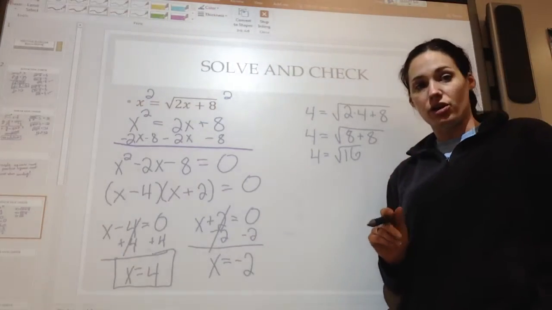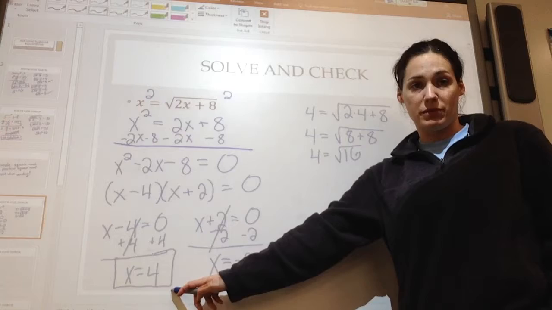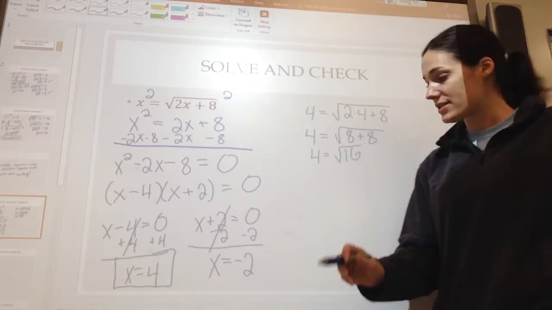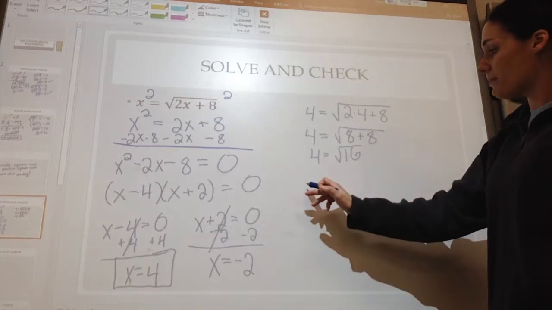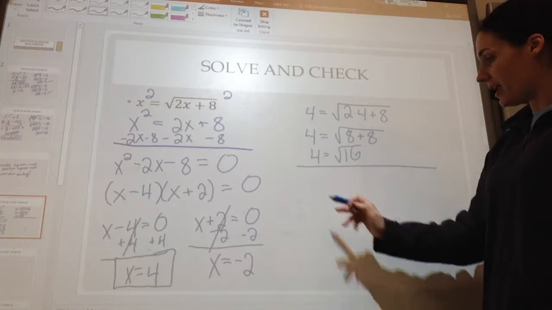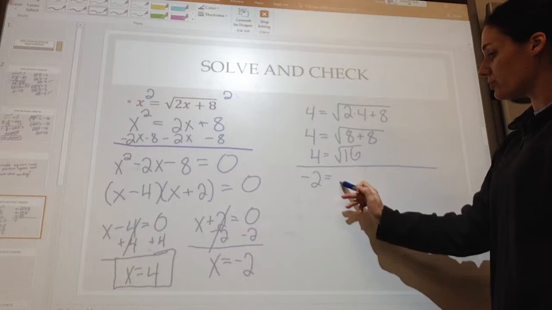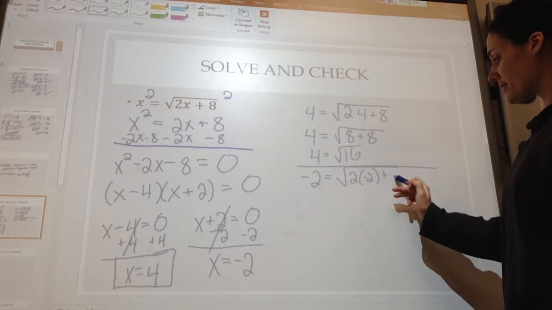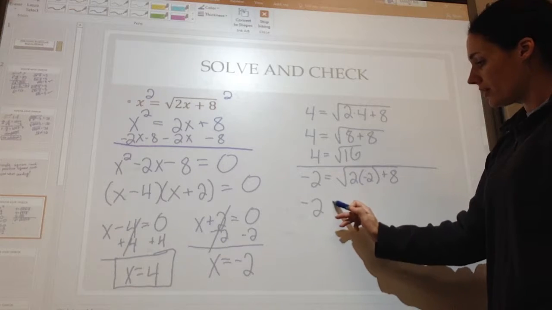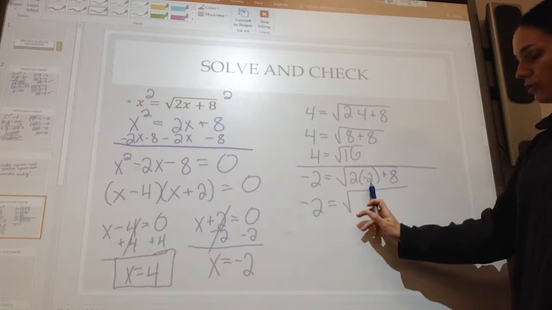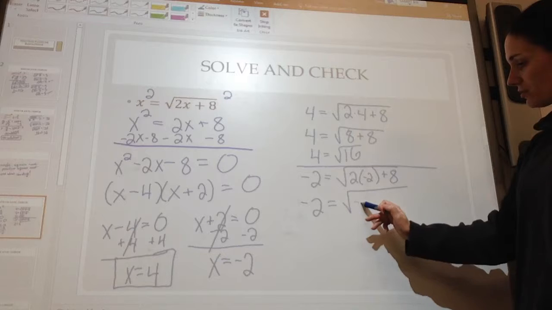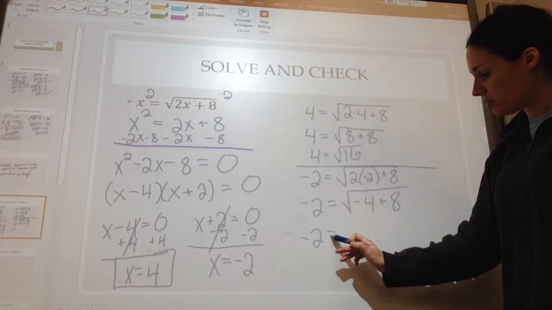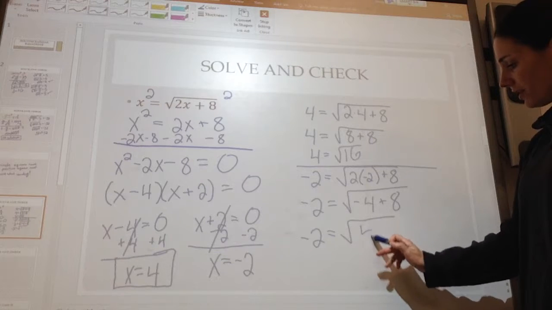So this is not going to be a no solution problem, because I just got one of them to be a solution. I do have to check the other one, because it could be that that one is extraneous. So I'm going to plug negative 2 in. So I'll just draw a line to separate that. I'm going to put negative 2 equals square root of 2 times negative 2 plus 8. Negative 2 equals, do the multiplication first. 2 times negative 2 is negative 4 plus 8. I end up with negative 2 equals the square root of 4.